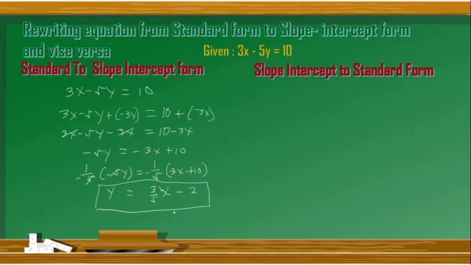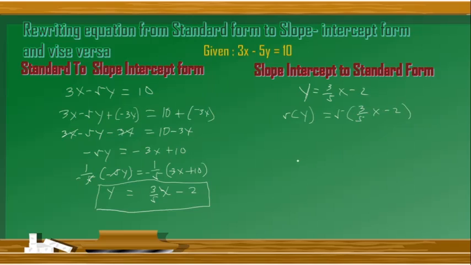Now we will use this to convert the slope-intercept form back to the given, which is written in standard form. First we write the given, y equals 3/5 x minus 2. Okay. Next, we will eliminate this 5. How to do it? You have to multiply both sides by 5, then 5 times 3/5 x minus 2.